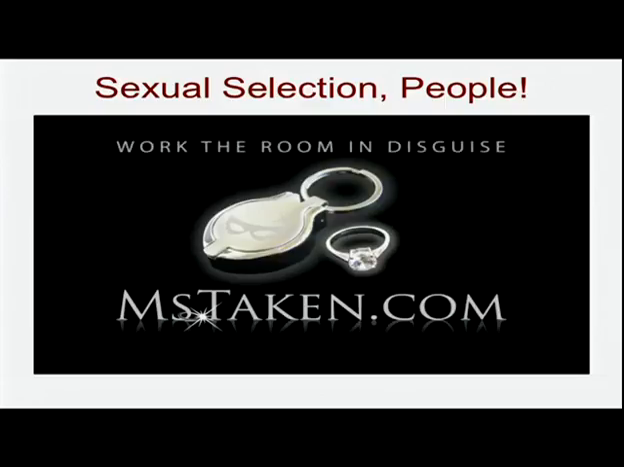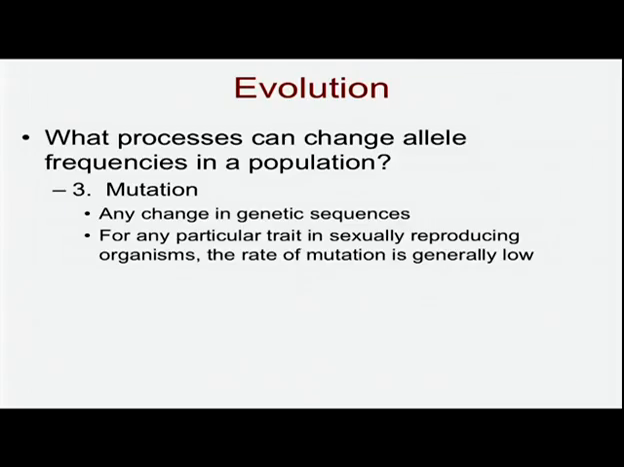See? That's sexual selection. All right, any questions about that? There's lots of examples of sexual selection out there. If you type into Google, you'll find all kinds of interesting videos. Just be careful what comes up.